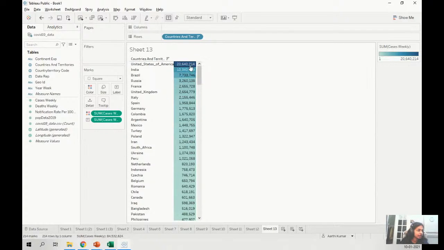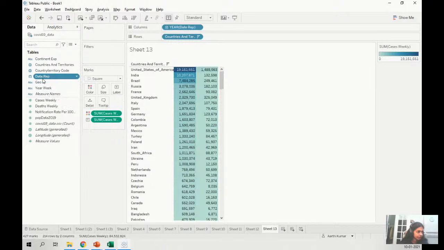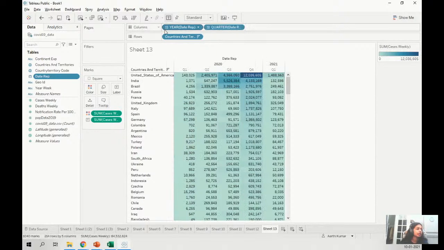The darker it is, the higher the cases are, and the lighter it is, the lower the number of cases. Let's say in this you want to add one more dimension. Let's add date to it. So let's say you want to expand it, right? So now look at it.